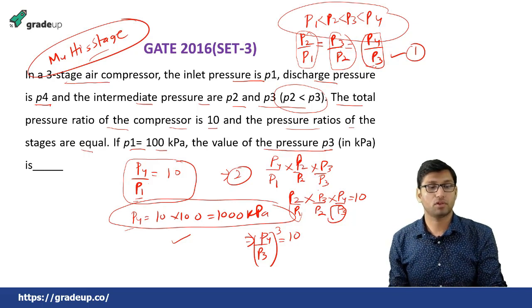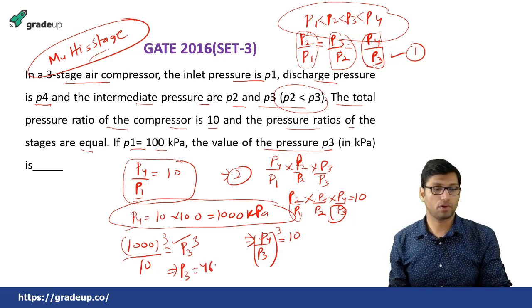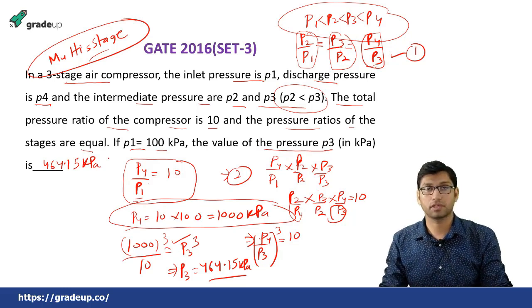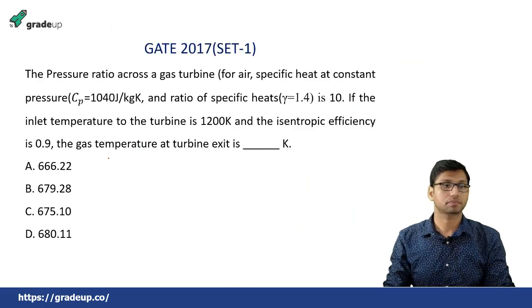Since we know the value of P4 is equal to 1000, so 1000 whole cube over 10 is equal to P3 whole cube. After solving it, we get the value of P3 will be equal to 464.15 kilopascal. So this was a good question, where you require the concept of multi-staging.